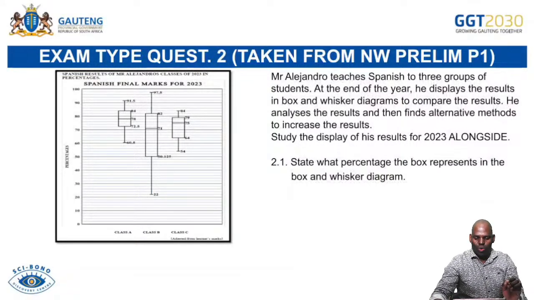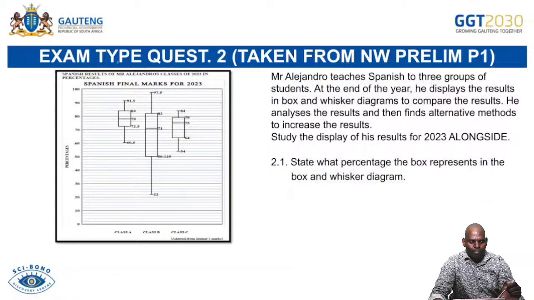Okay, this one was taken from Northwest. It's box and whisker. I know that most of you are scared of the box and whisker, but boys and girls, it is not that scary. So you can still score some marks there if you find it very challenging. So there's our box and whisker. You've got 3 of them. Okay, they say state what percentage the box represents in the box and whisker diagram.